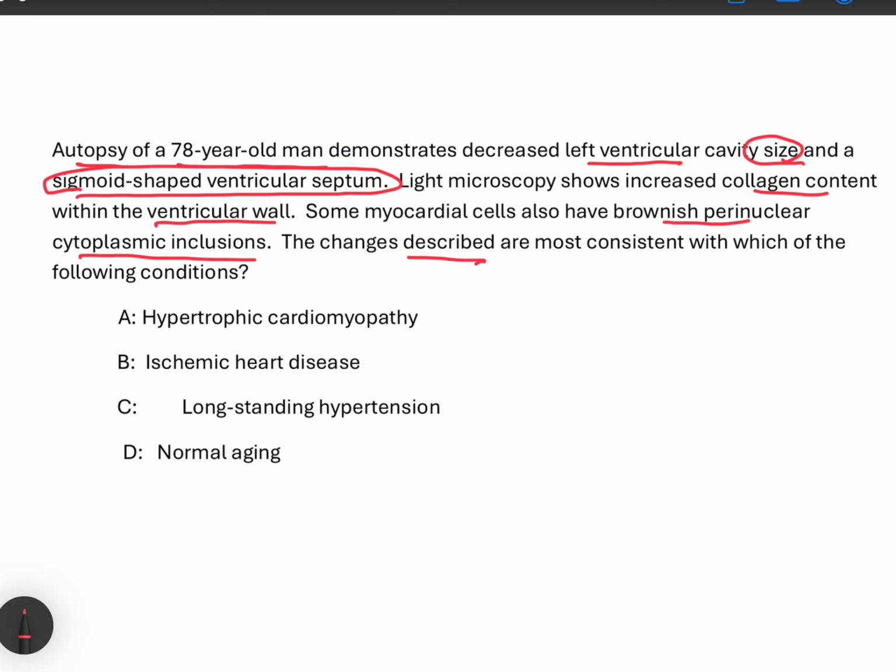The changes described are most consistent with which of the following conditions: hypertrophic cardiomyopathy, ischemic heart disease, long-standing hypertension, or normal aging? If you remember the aging portion of general pathology, in the cardiovascular system in normal aging, the atrial cavity size increases and the ventricular cavity size decreases. And they have a sigmoid-shaped ventricular septum.